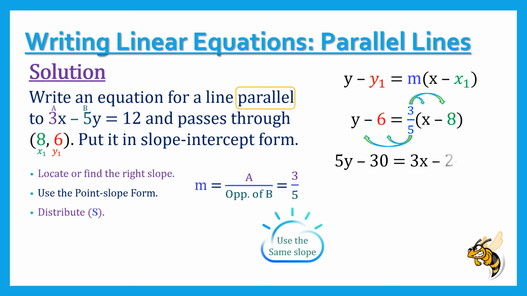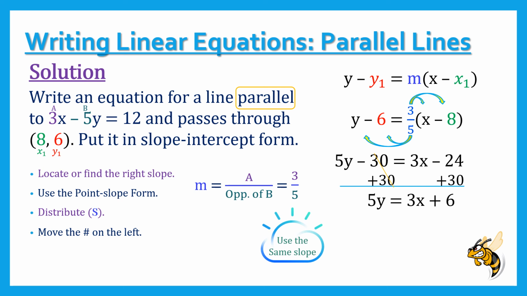5y minus 30 is equal to 3x minus 24. We always move the number on the left. The opposite of negative 30 is positive 30, so we're going to add 30 to both sides. 5y is equal to 3x plus 6.